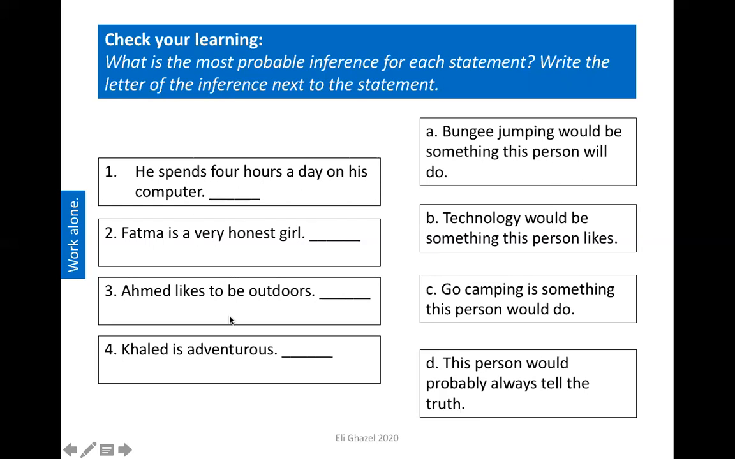What can you infer? Fatma is a very honest girl. What can you infer? Ahmed likes to be outdoors. What can you infer? Khalid is adventurous. What can you infer? We keep talking about higher thinking skills, critical thinking, and all that. Well, here's the opportunity. But we need to learn how to do it, not just, okay, what do you infer? Well, my question is, when did I learn it from you?